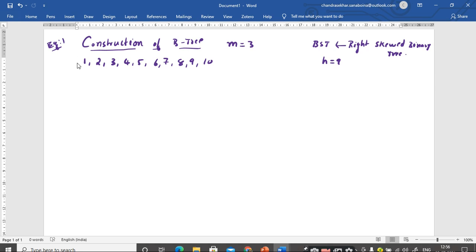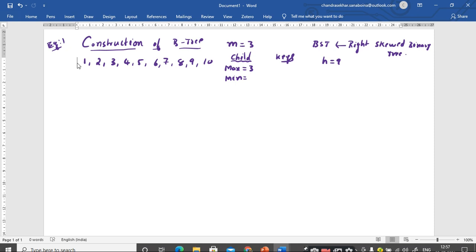So these are the list of elements that are given, and the m value is given as 3. Now we have to find the values of maximum and minimum children, and similarly we have to find the values of maximum and minimum keys. Tell me, what is the maximum number of child nodes it can have? 3, sir. Super. Right. So the maximum child nodes is 3. What about the minimum? 2, sir. Tell me the formula.